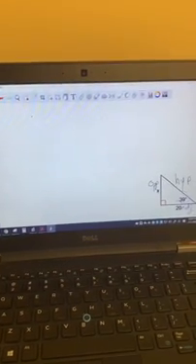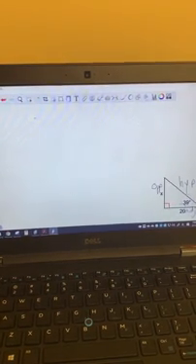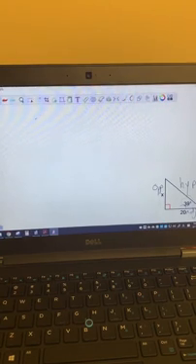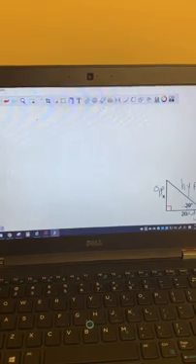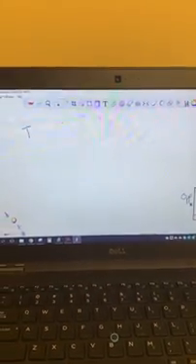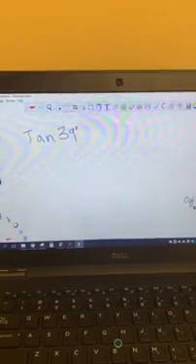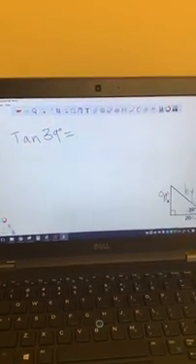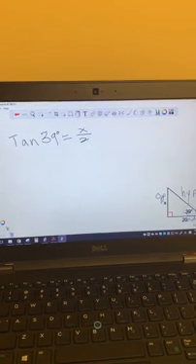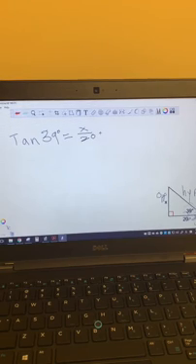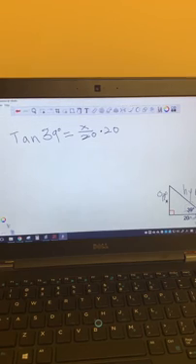So opposite and adjacent. So we know that cosine is for adjacent over hypotenuse, sine is for opposite over hypotenuse, and tangent is for opposite over adjacent. So we're going to use tangent of 39 degrees equals opposite x over 20 adjacent, using the formula opposite over adjacent. So if we want to get x by itself, we multiply 20 on both sides.